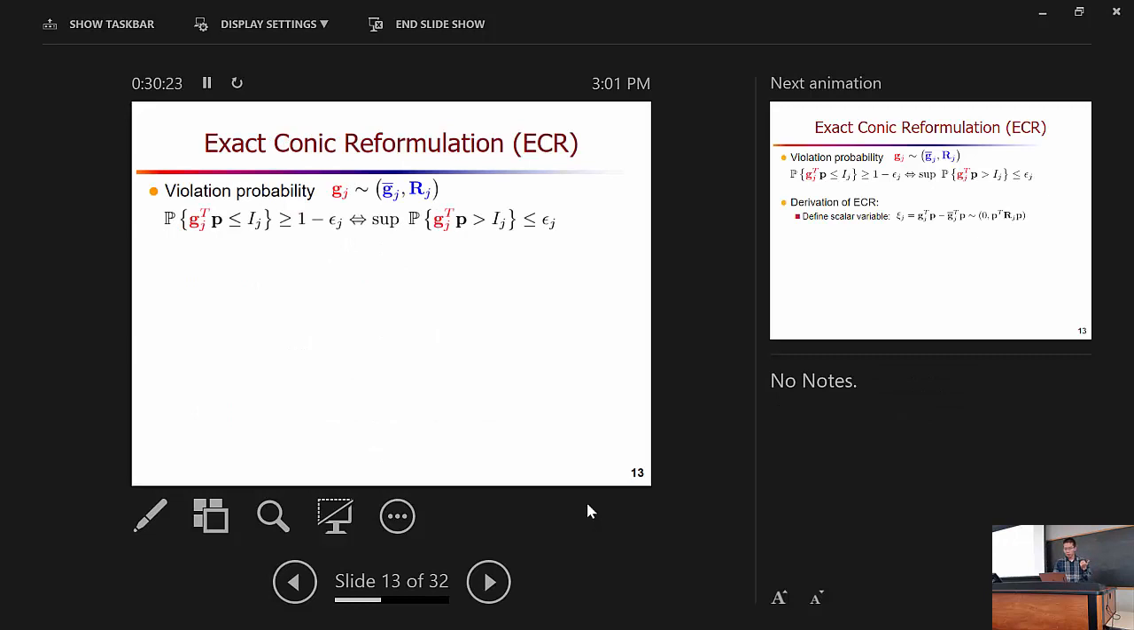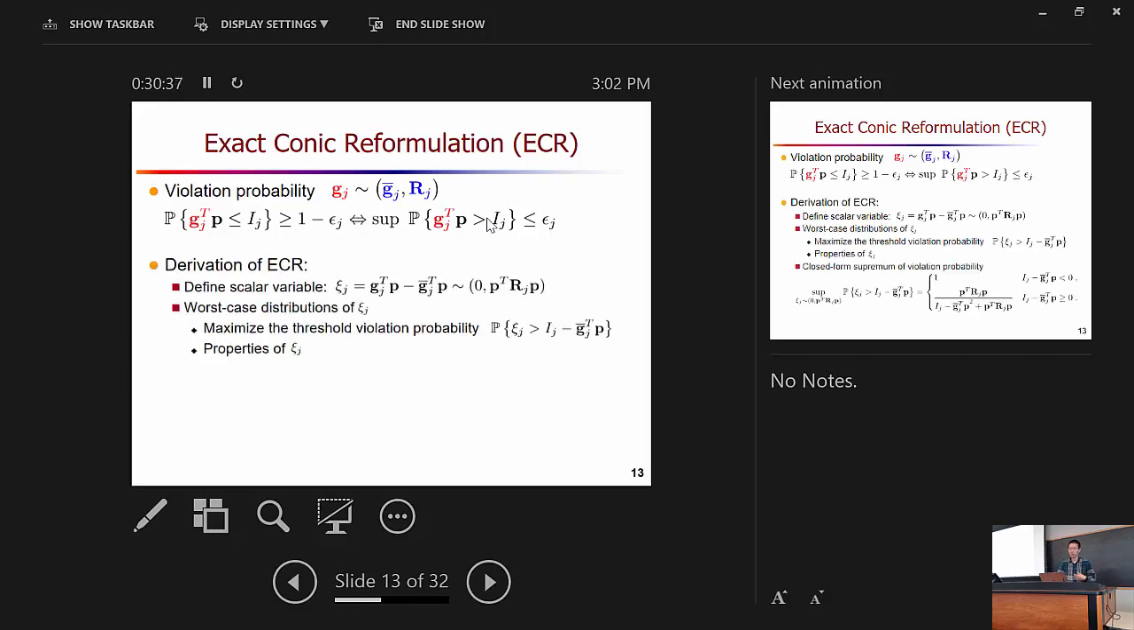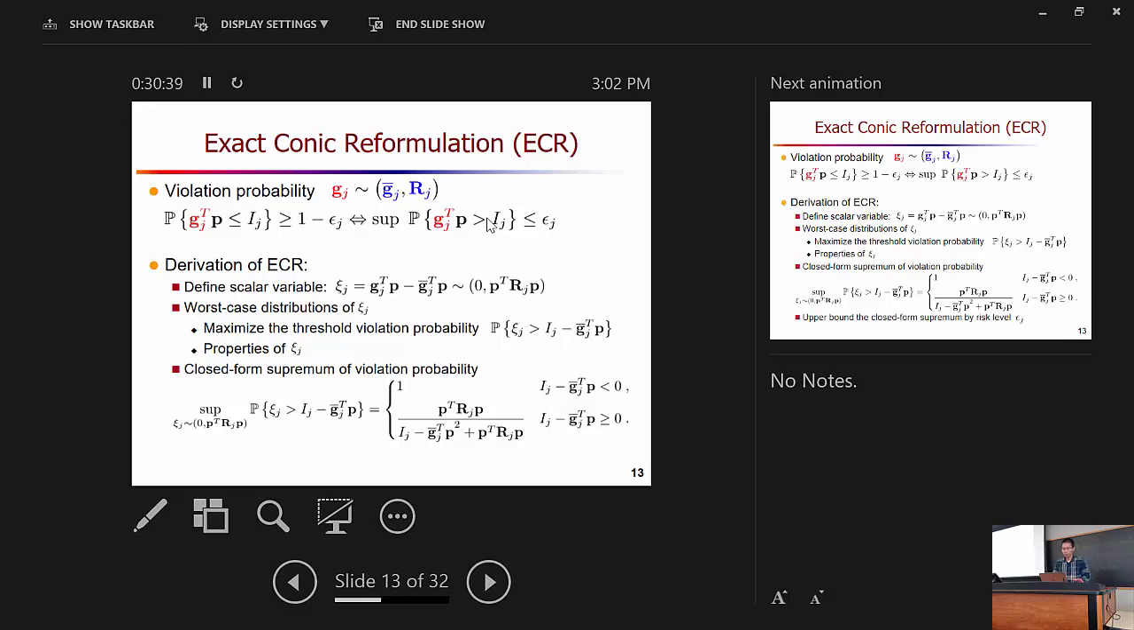At the start, we have a lower guarantee of 1 minus epsilon. That's equivalent to an upper guarantee, less than epsilon. We change the sign here. This is like a violation probability. In our paper, we spent about 2 pages deriving this reformulation. I will not go into details, but the main idea is that even though we don't know the distributions, we have a closed form of this formulation. Look at this. When you know the mean and the covariance, you can derive this equation.